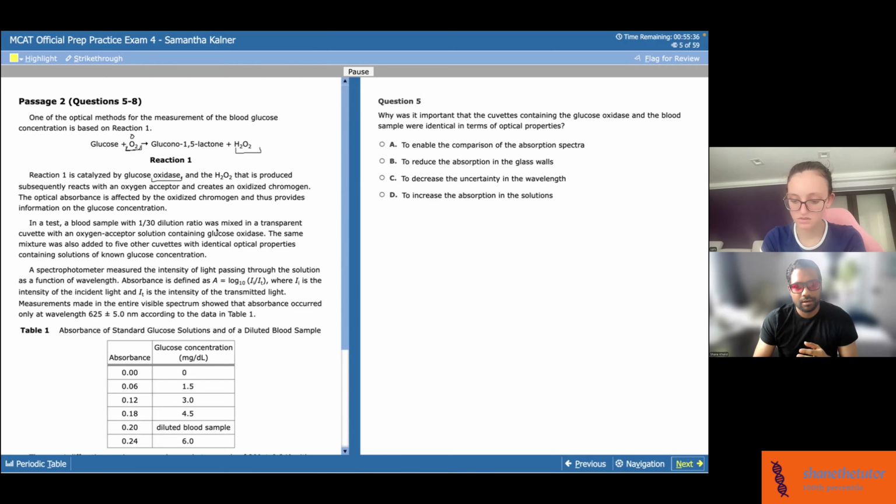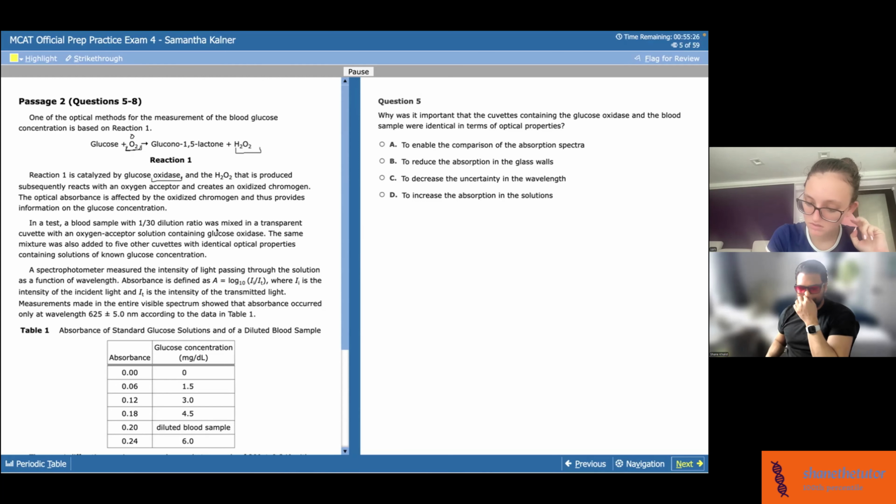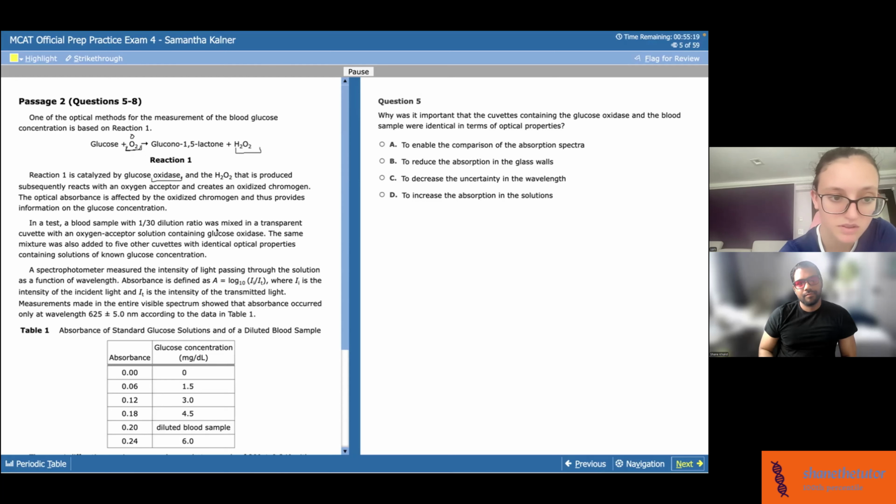You can continue. Where was I? Oxygen acceptor and creates an oxidized chromogen. The optical absorbance is affected by the oxidized chromogen and thus provides the information on the glucose concentration.